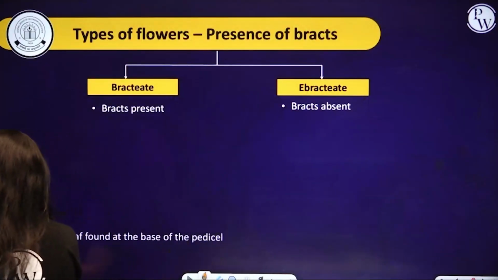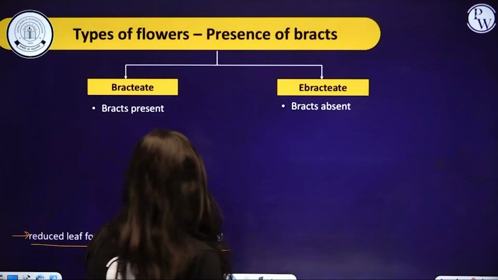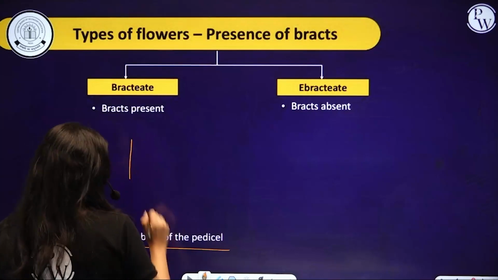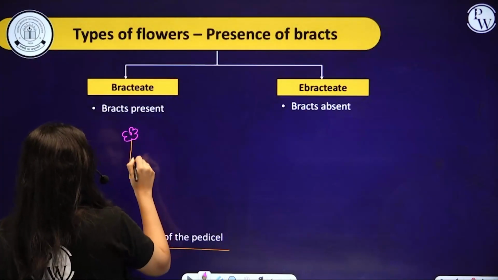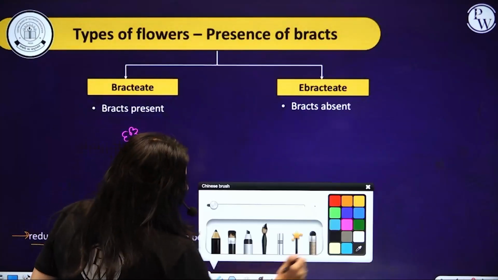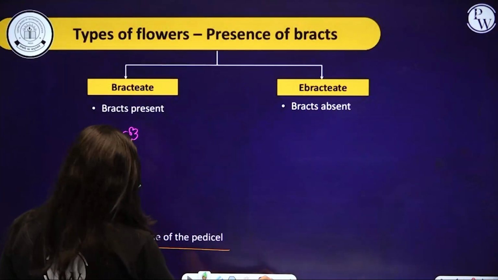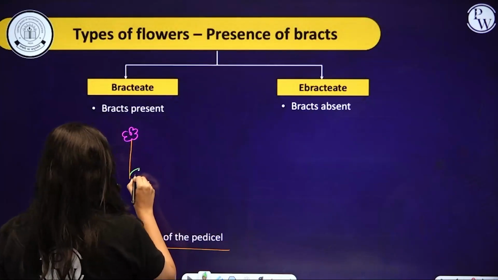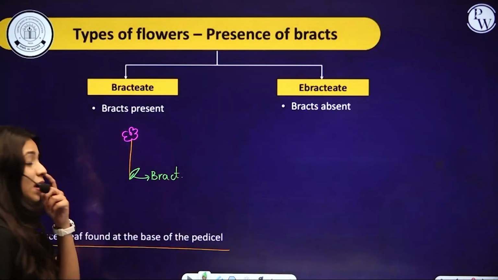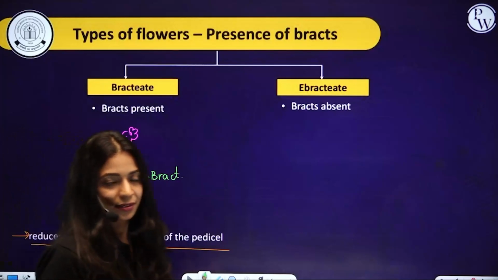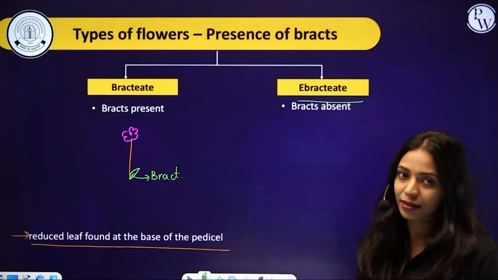Bracts are nothing but reduced leaves that are found at the base of the pedicel. I already told you what the pedicel is. Pedicel is the stalk of the flower. So if you have a flower, this is the stalk, which is the pedicel. At the base of the pedicel, if you have a leaf-like structure, a reduced leaf-like structure, which is called the bract, such flowers are said to be bracteate. If bracts are absent in flowers, we refer to it as ebracteate.